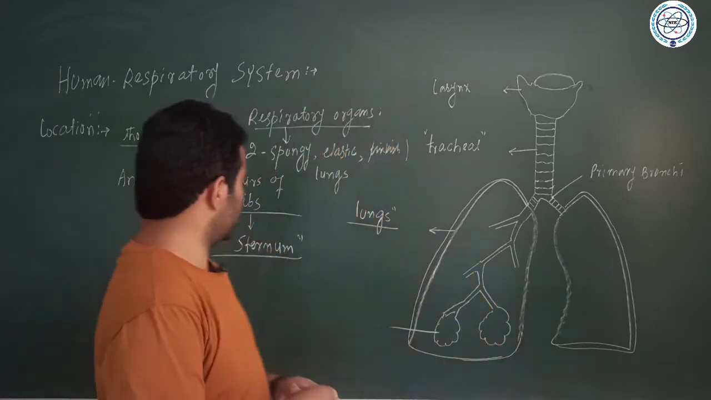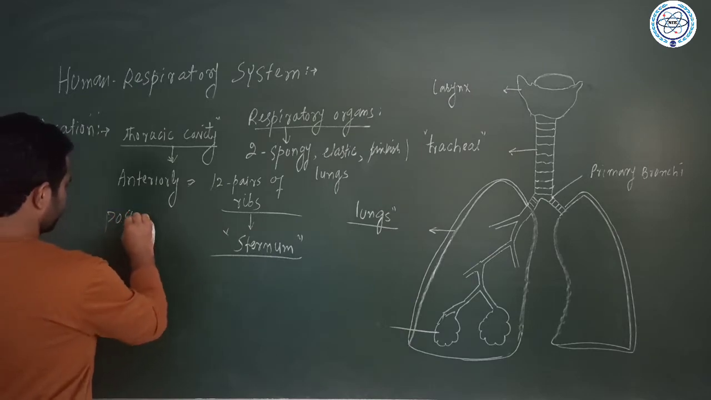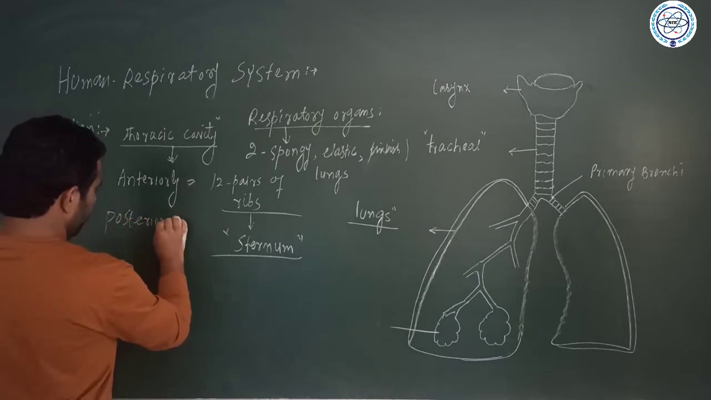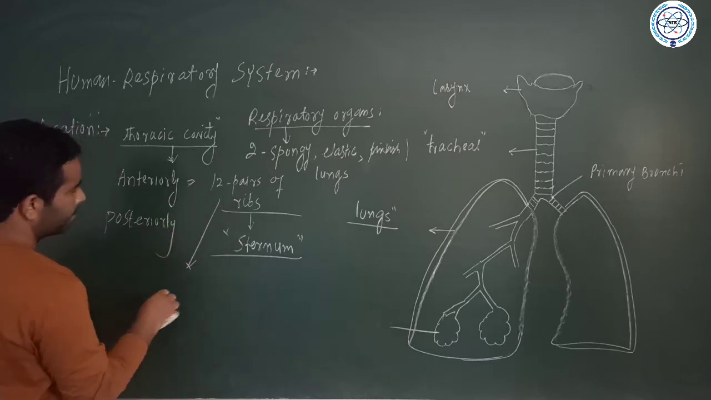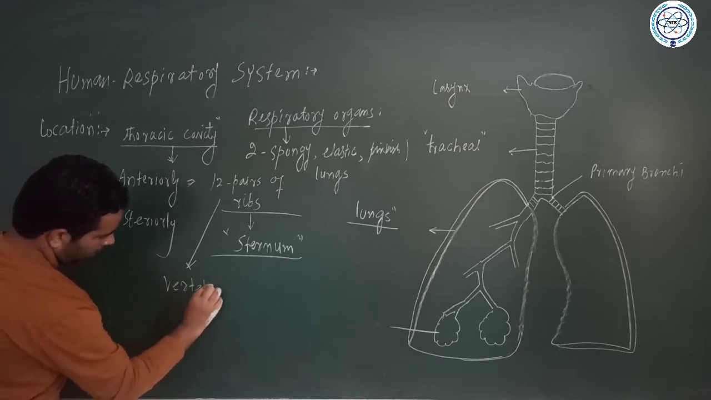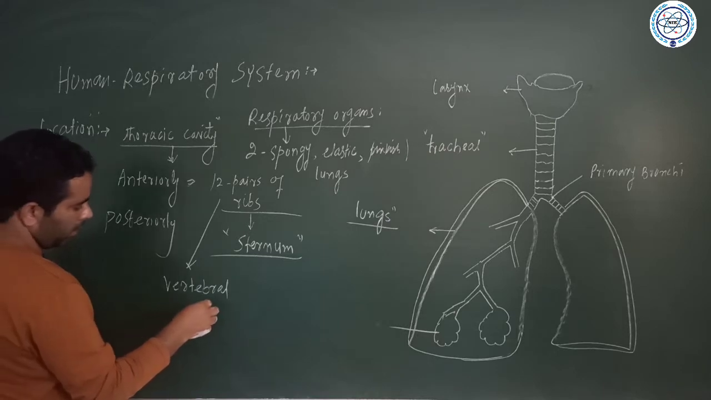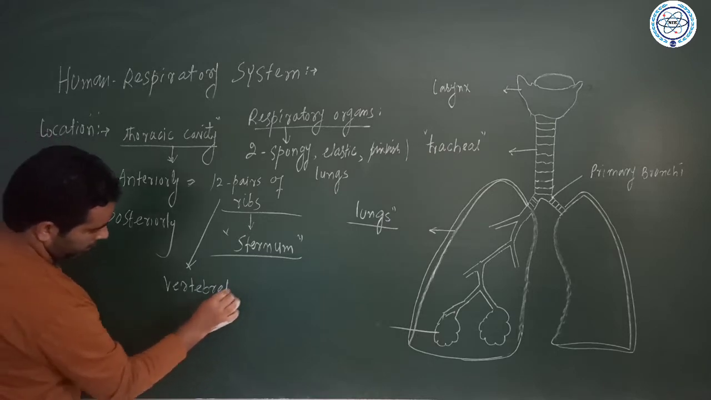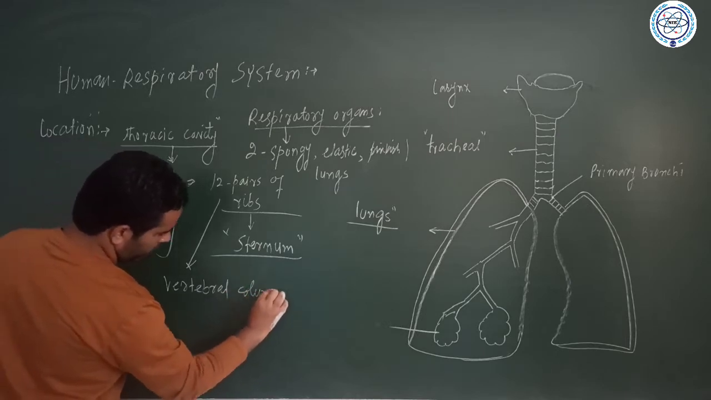Posteriorly these ribs are connected with the vertebral column, with a part of the vertebral column, the thoracic vertebrae. There are 12 thoracic vertebrae, and that is part of the vertebral column. So let me say simply vertebral column.